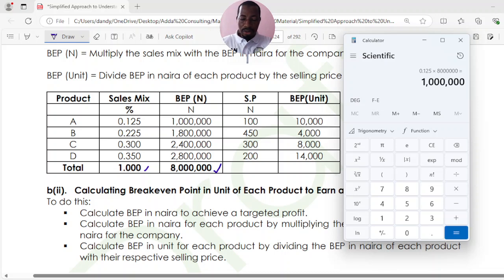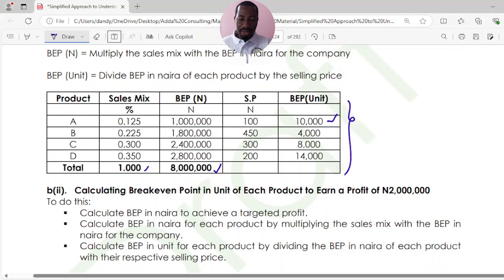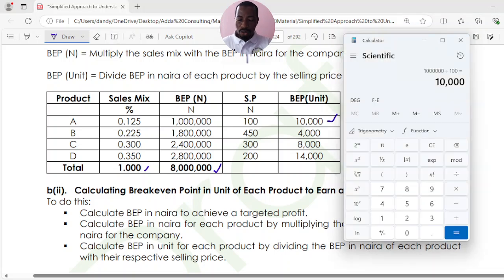That's 1 million. Once I have the 1 million, I will divide it by the selling price of product A, which is 100. That is what produces the 10,000 units. Okay, I will move to the next one.